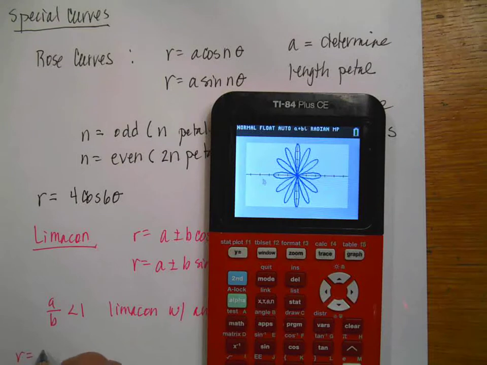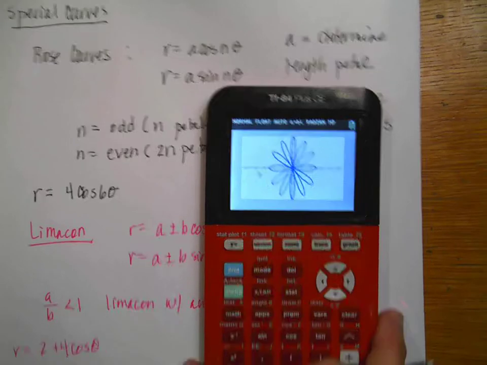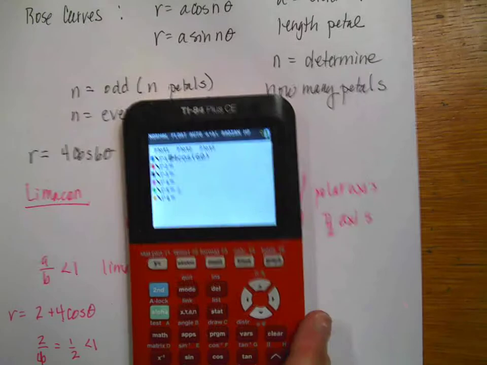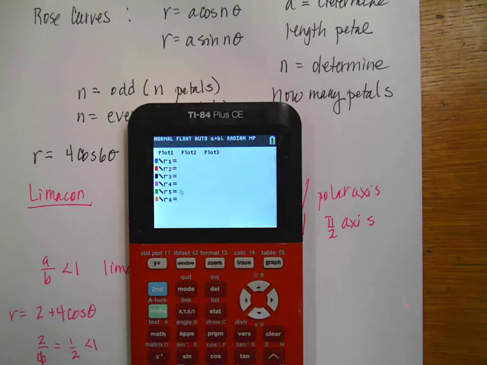I'm going to go back to my handy dandy grapher, and I write down the equation. So I'm going to have 2 plus 4 cosine theta. If I do A divided by B, that's 4 over 2, which is 2... oops, that's a 1/2 actually, which is less than 1, so I should have an inner loop.